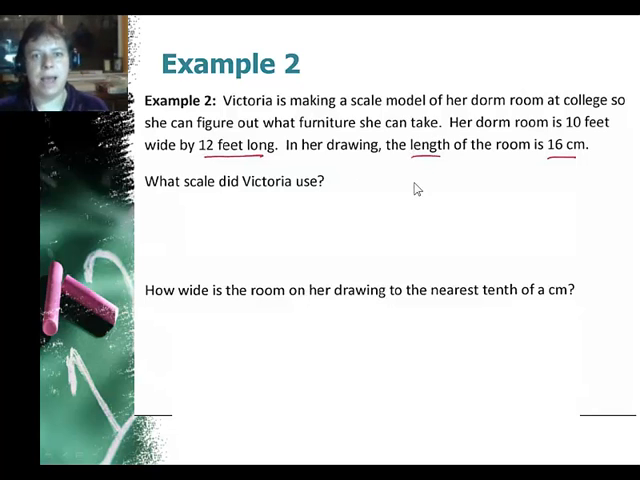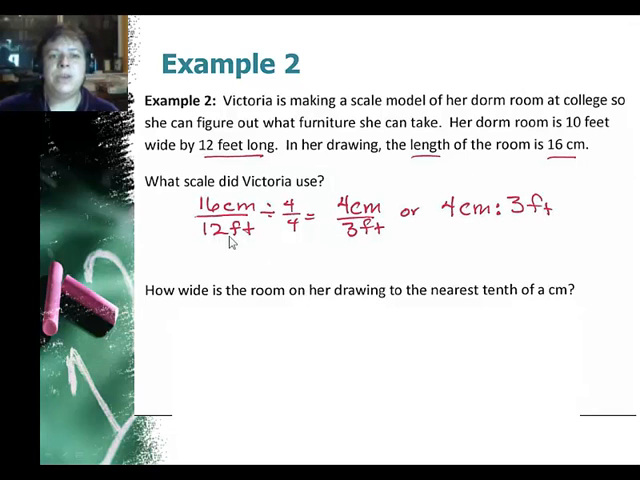Well, I want to compare apples to apples. I want to go length to length, not the length to width, but length to length. So I know I have a length of 12 feet here in real life, and in her drawing the length is 16 centimeters. Well, I just make a ratio from those two and simplify it. It's 4 centimeters to 3 feet. I wrote it with a colon here instead of fraction notation.